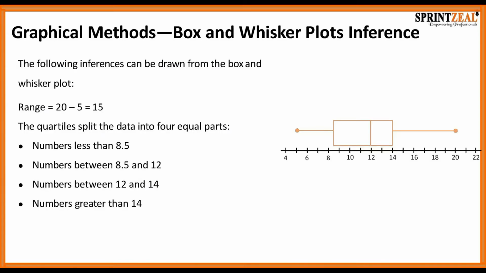Now the following inferences can be drawn from the box or whisker plot. We know that our range is equal to 20 minus 5, because our range is always our maximum minus our minimum. So our range is 15. Now the quartiles split that data into 4 equal parts. So there's numbers that are less than 8.5, there's numbers between 8.5 and 12, there's numbers between 12 and 14, and then there's numbers greater than 14.